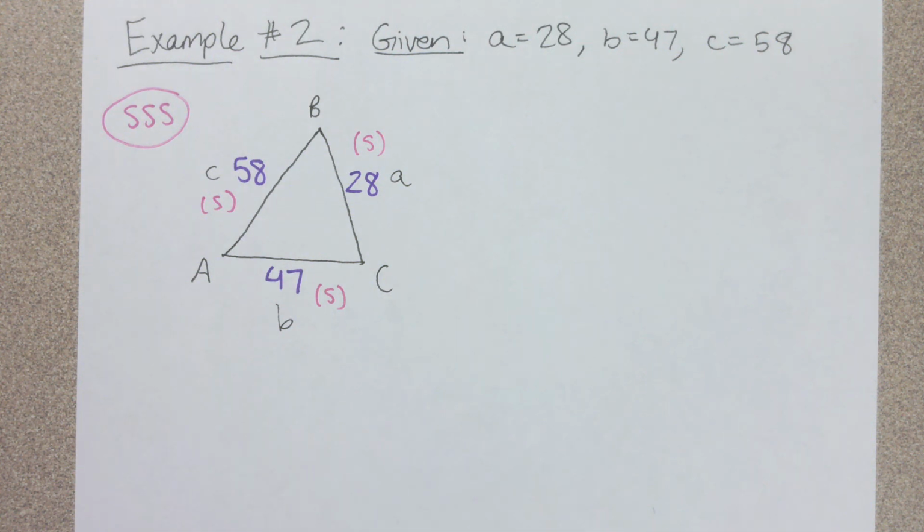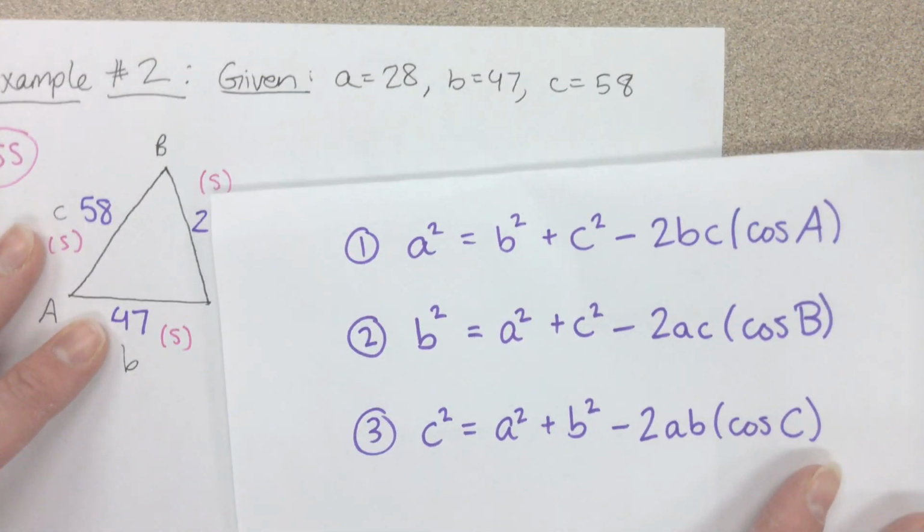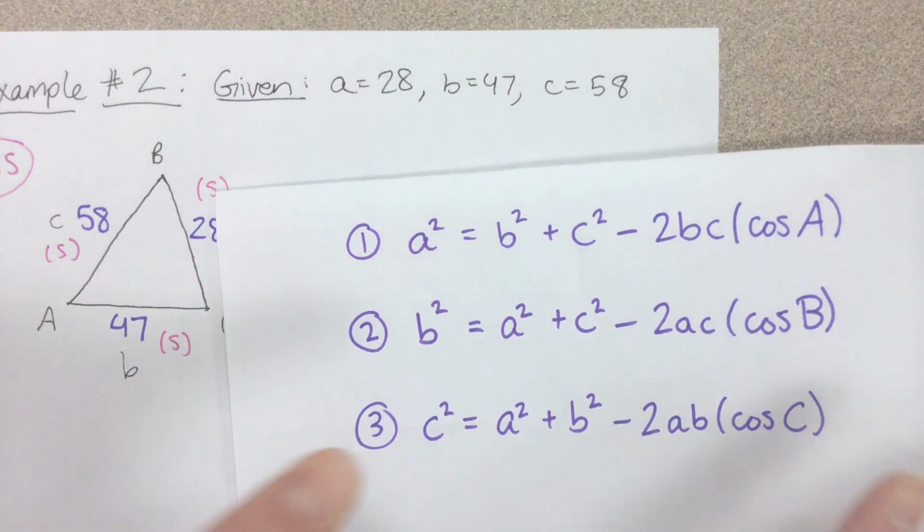All right, we need to solve. So clearly we can't use law of sines. We have no angles given to us. We can still use law of cosines. Now the benefit to this one is we know all 3 sides, so we could use any of the formulas that we want. You have the choice because we just need to find all 3 angles.